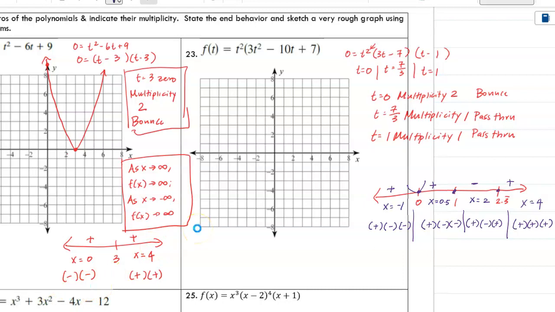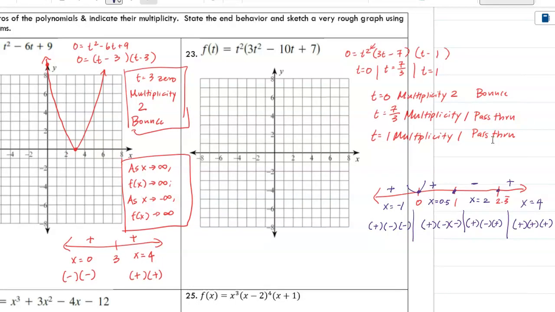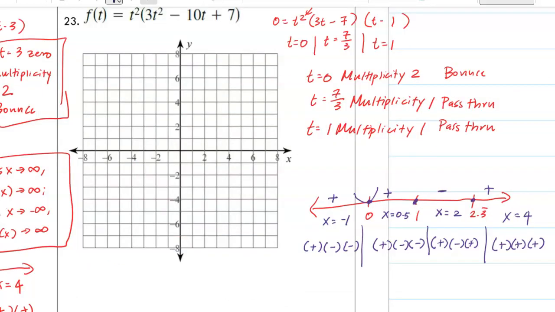So let's plot those points. I don't know what's going on. My OneNote is not responding. Close out some applications. So negative one right here. Okay, and then, oh no.